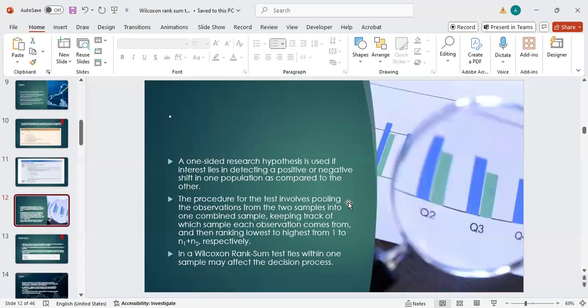A one-sided research hypothesis is used if interest lies in detecting a positive or negative shift in one population as compared to the other. The procedure for the test involves pooling the observations from the two samples into one combined sample, keeping track of which sample each observation came from, and then ranking from lowest to highest, from 1 to n1 plus n2 respectively. In a Wilcoxon rank sum test, ties within one sample may affect the decision process.